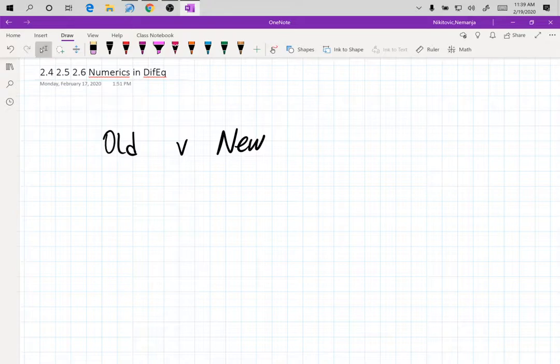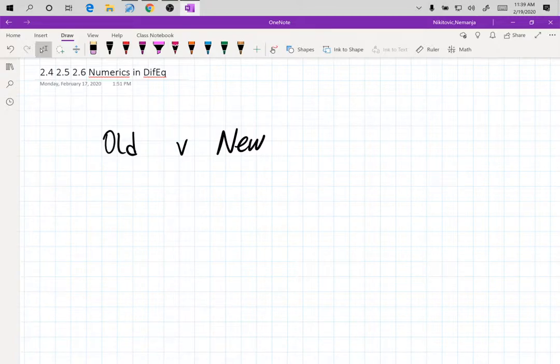Hello and welcome back to differential equations. We are going to talk about numerical approximations, numerical solutions to differential equations. And before we get there, and I write these formulas from three sections on numerics, which is Euler, improved Euler, and Runge-Kutta methods, we are going to briefly talk about old versus new.